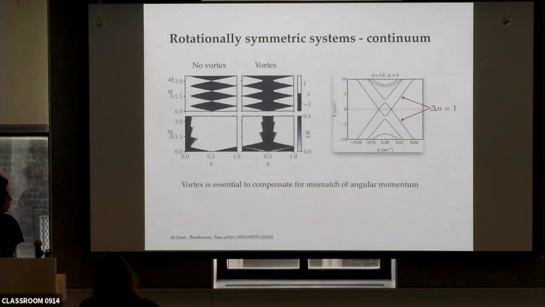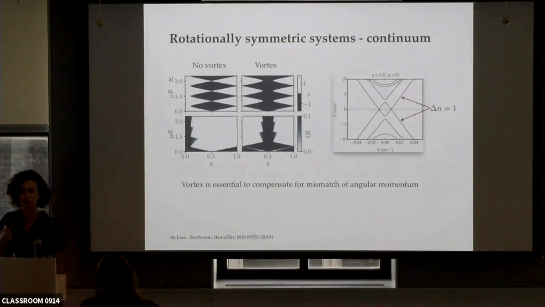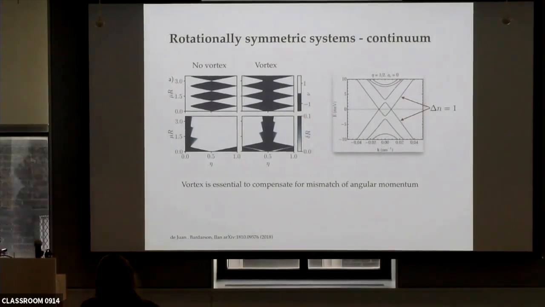Okay, so the vortex is essential, and the reason it is essential is because in the absence of phase winding, there is just a mismatch of 1 unit of angular momentum at the Fermi energy. The particle states here have angular momentum 1/2, and the hole states here have angular momentum minus 1/2, and then what the vortex is doing is basically compensating for this mismatch.